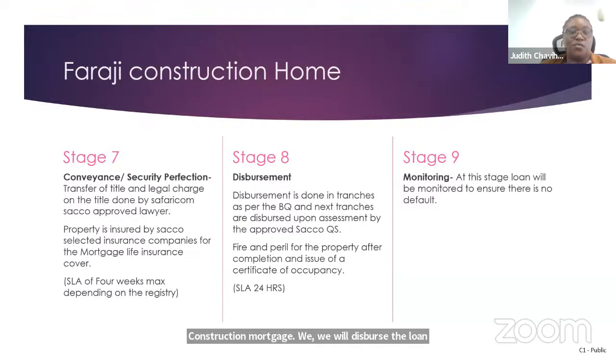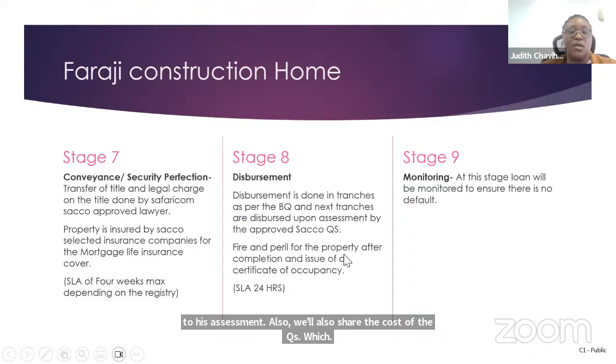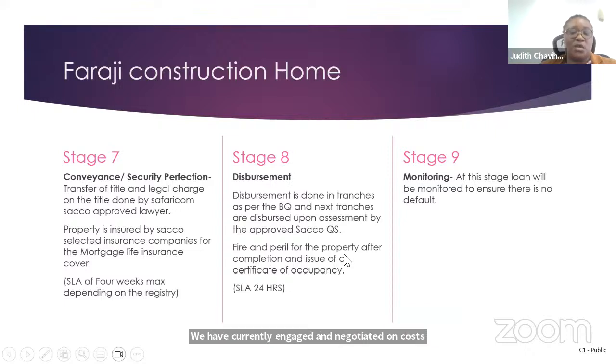So if the BQ first phase says disbursement is 2 million, we'll disburse 2 million, finish the first construction of 2 million. Our QS will assess, issue a report for approval. Then we will be able to issue the next tranches subject to his assessments. Also, we'll share the cost of the QS, which we have currently engaged and negotiated on costs. So depending on the type of project we have, we'll have a discussion and a plan towards how much we'll be paying for assessments.